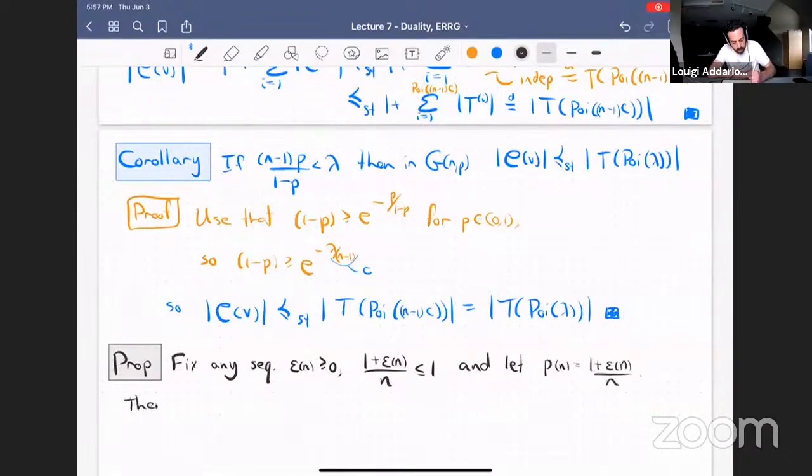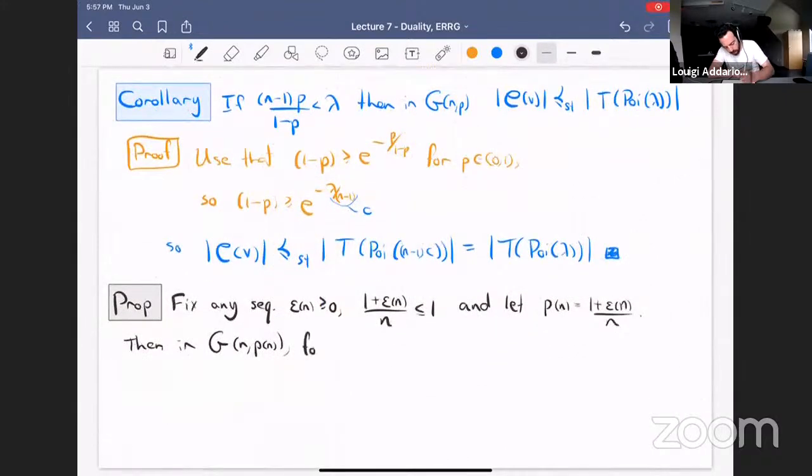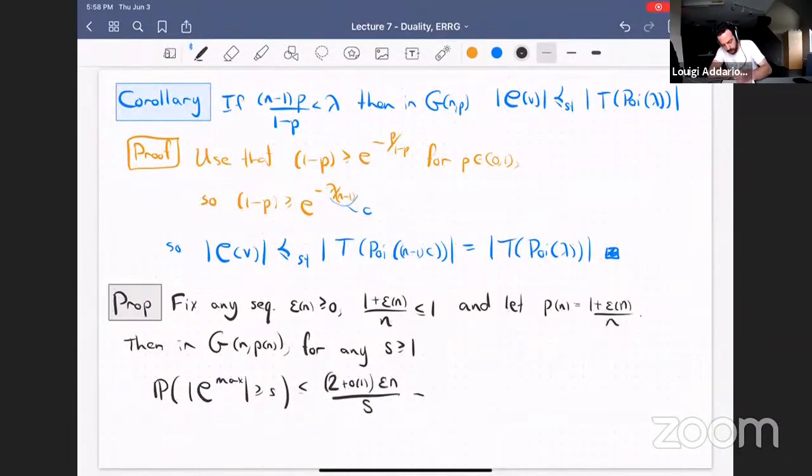Then in G(n,p), I'm going to get bounds on the probability that the largest component has size bigger than s. So that probability is at most (2 plus little o(1)) epsilon_n over s, plus order 1 times (n over s) to the 3/2.